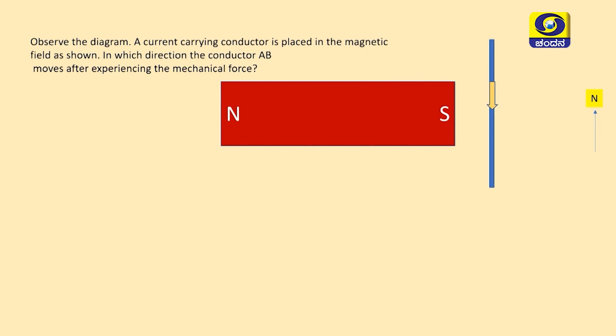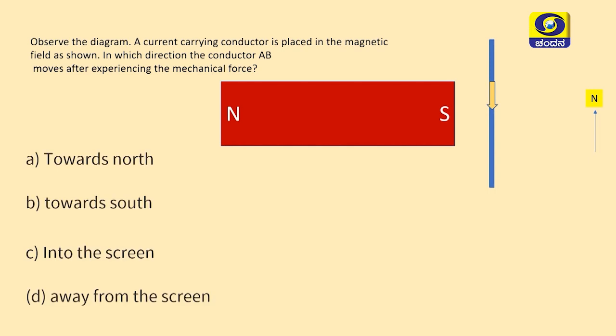Observe the diagram. A current carrying conductor is placed in the magnetic field as shown. In which direction does the conductor AB move after experiencing the mechanical force? Towards north, towards south, into the screen, away from the screen. The answer is into the screen.